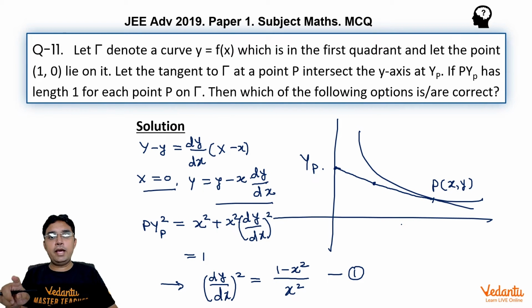Already because the curve lies in the first quadrant, x should be positive. So we can say that the domain should be (0, 1], a closed bracket at 1 and an open bracket at 0. The point (1, 0), in fact, is already given to lie on this curve.